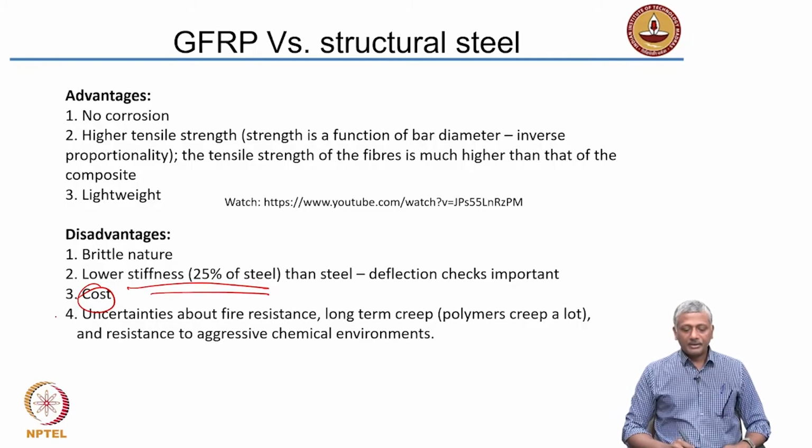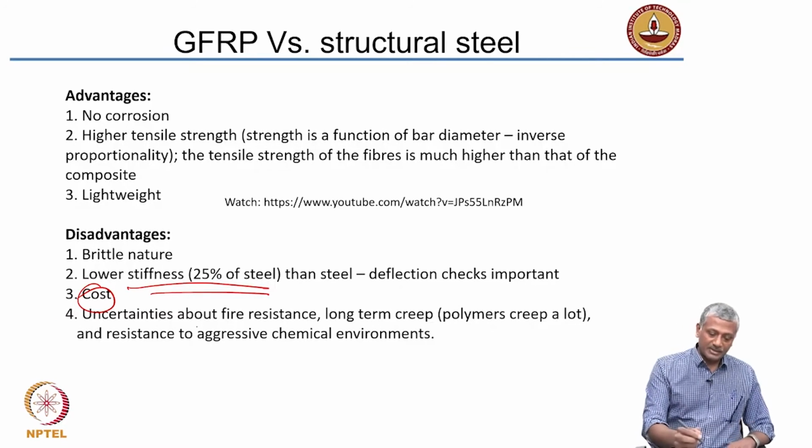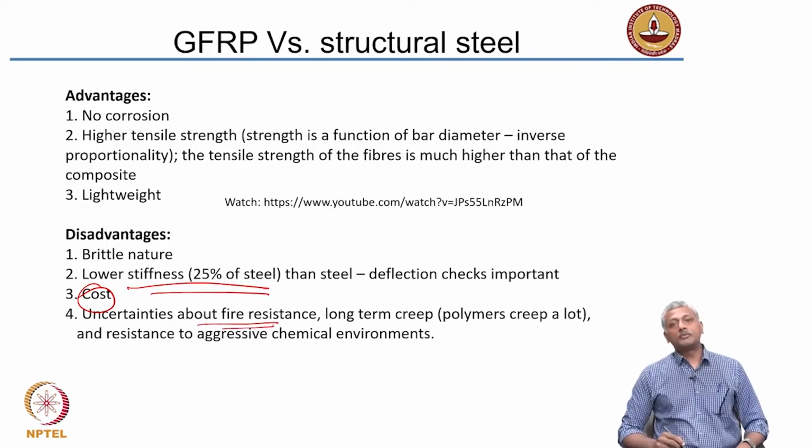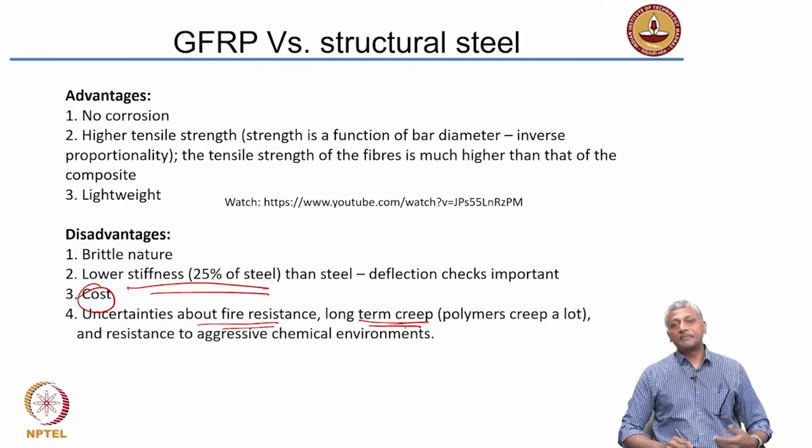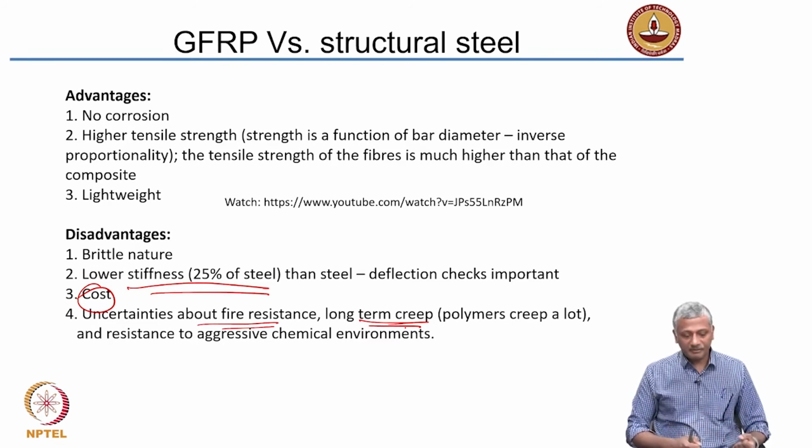Now, the problem with fiber reinforced plastic is that since it is plastic, its fire resistance is going to be poor. Of course, that does not mean steel has good fire resistance, it has also got poor fire resistance, but plastics can start degrading at much lower temperatures. You will have long term creep. In the case of metals like steel, the creep effects are very less, but here we are talking about a polymer matrix, so there will be creep effects.